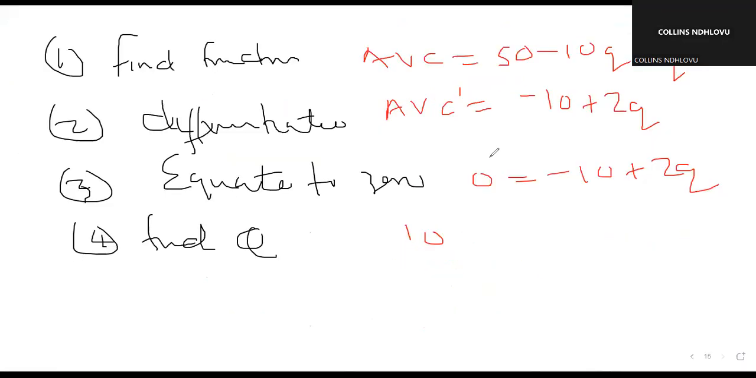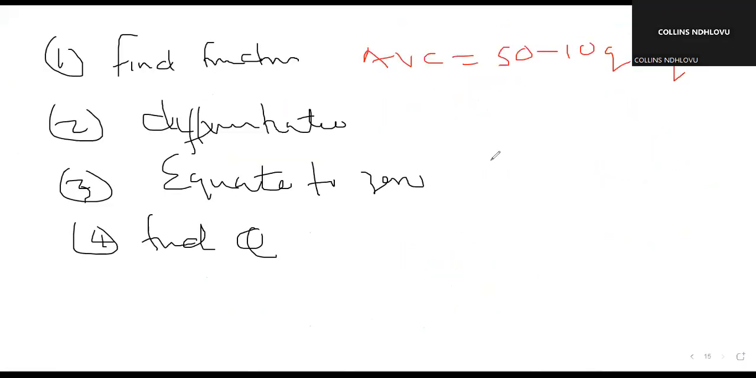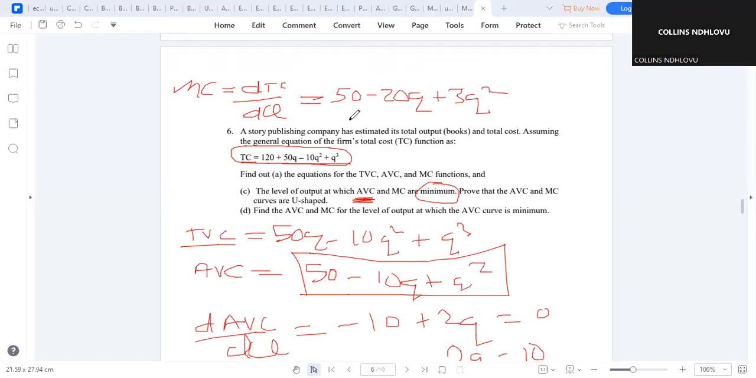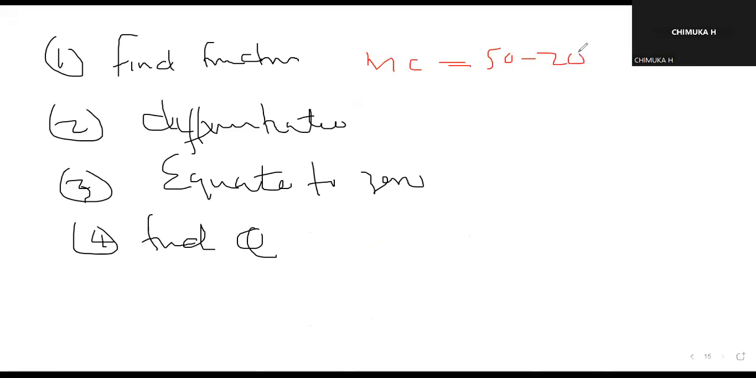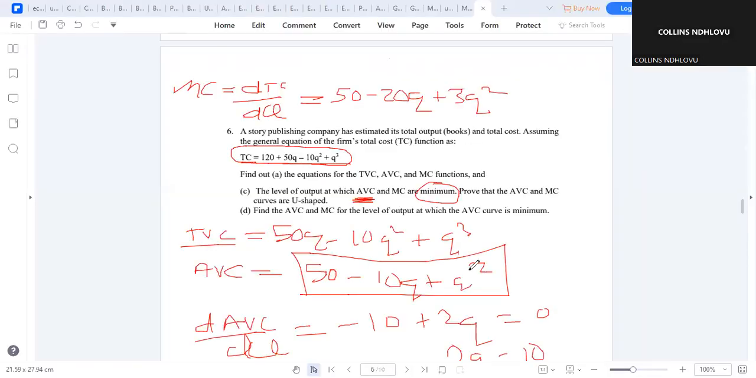Step 1, find the function. What function are we minimizing? The marginal cost. So what is our marginal cost? Our marginal cost, according to our data here, is 50 minus 20Q plus 3Q2.